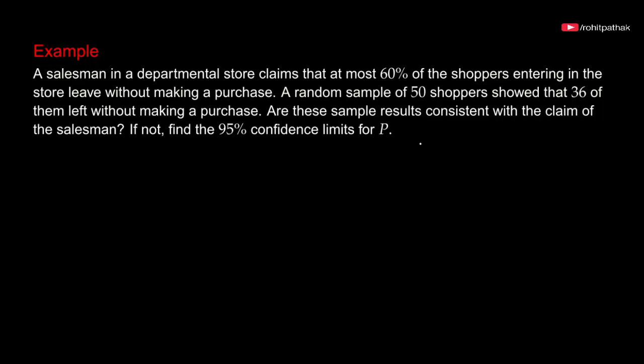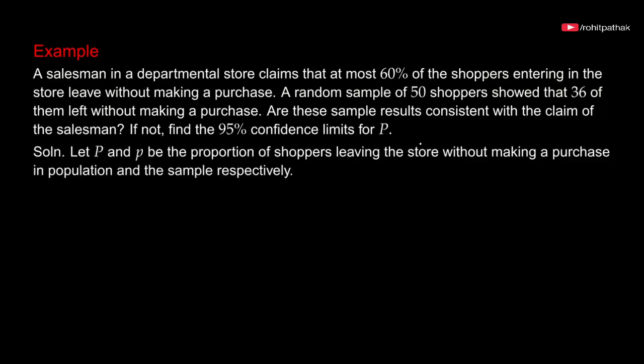If not, find the 95% confidence limits for P. That means if this claim of 60% is not true, then find what must be the true claim. So again, we suppose that capital P and small p be the proportions of shoppers leaving the store without making a purchase in the population and the sample respectively. Then n, the sample size, is 50.